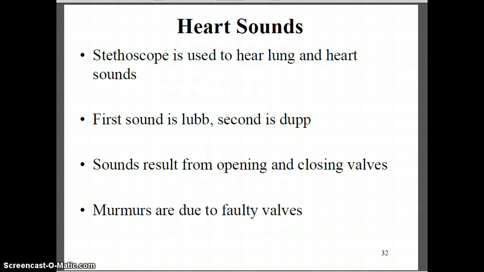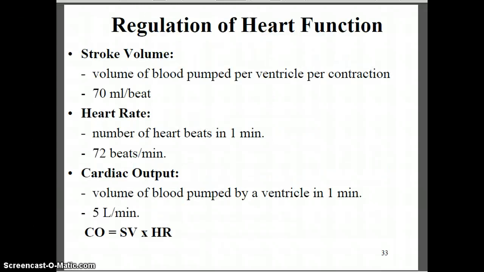Heart sounds can be listened to via a stethoscope. The first sound is a lub, the second is a dup sound, and the sounds result from opening and closing of the valves. Murmurs can be detected this way, and they are due to faulty valves, leaky valves.